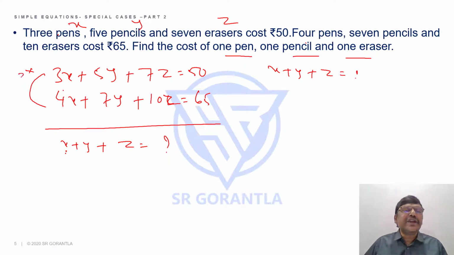If I multiply this 3 times and multiply this 2 times, what happens? As you practice, you will know that, students. 3 3s are 9, 2 4s are 8, 9 minus 8 is 1. 3 5s are 15, 2 7s are 14, 15 minus 14 is 1. 3 7s are 21, 2 10s are 20, 21 minus 20 is 1. So 3 50s is how much? 150. 2 65s is 130. The difference is 20.